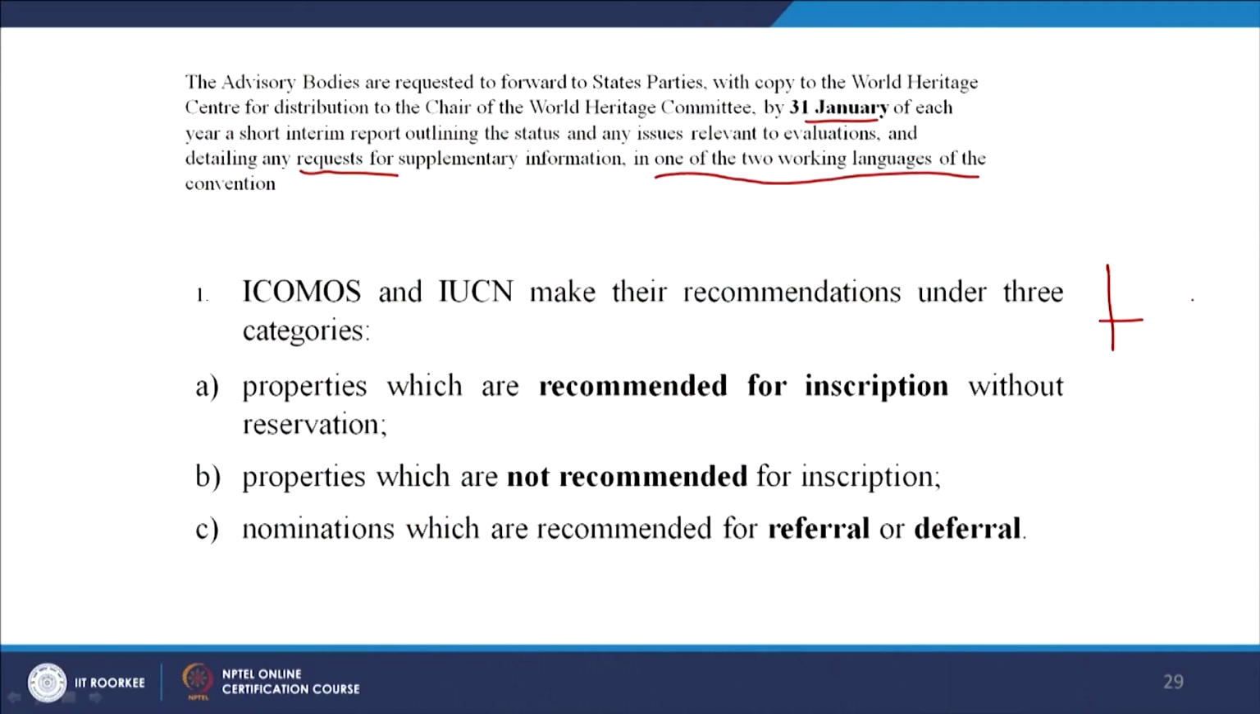So ICOMOS and IUCN give recommendations in three categories. One is properties which are recommended for inscription without reservation, then properties which are not recommended for inscription, and nominations which are recommended for referral or deferral. So this is how they recommend in these three categories.